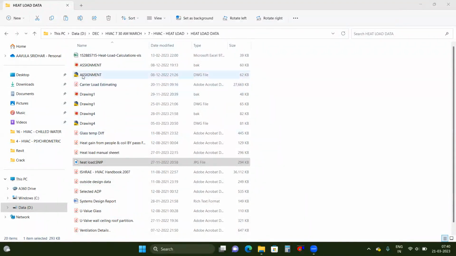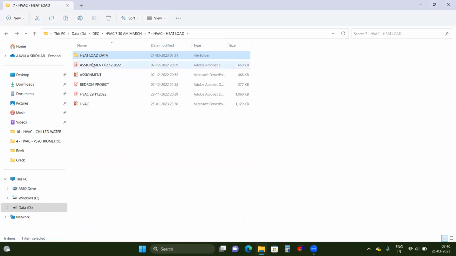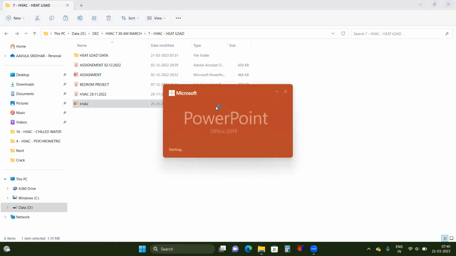After this calculation, today itself I will share the assignment for this. Whatever I am doing in every day's class, you need to take a separate assignment and do it. This heat load will take up to 4 days, so we'll continue that. Daily, whatever part we complete, you need to do the assignment also. Okay, so first I'll open this.